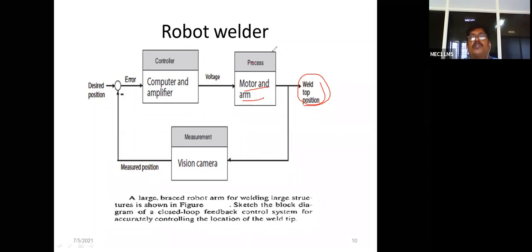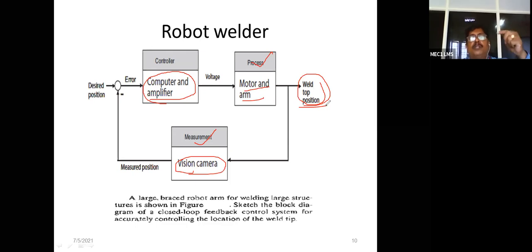This is a process. And if you do not get the output, then automatically, with the help of the vision camera, it measures, and then the measured position is sent to the error detector. There, it finds how much error there is, and then it sends it to the controller. Here, the controller is a computer and amplifier. There, with the help of the voltage signal it generates, which is input to the motor, and thereby the motor runs to our desired welding.